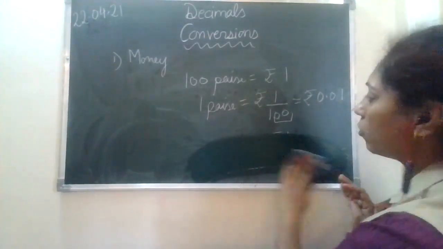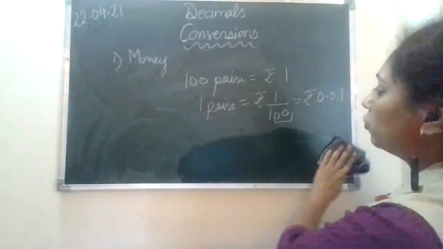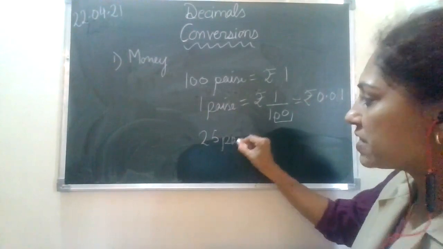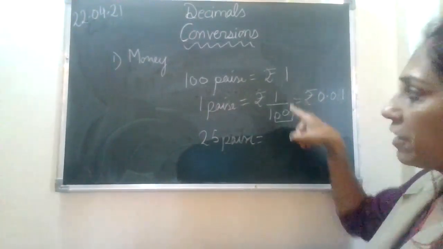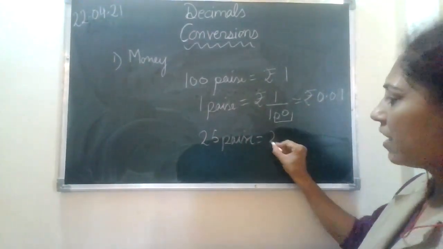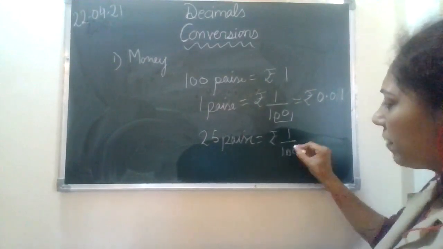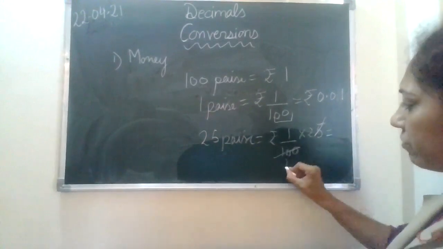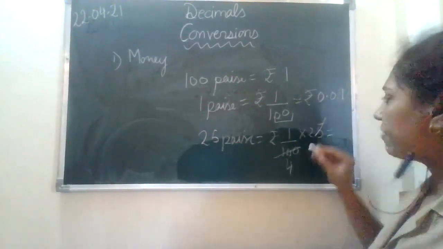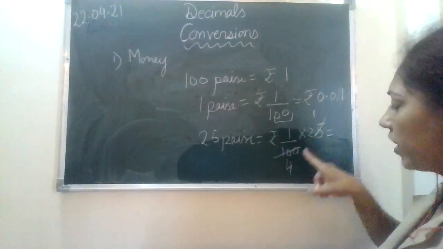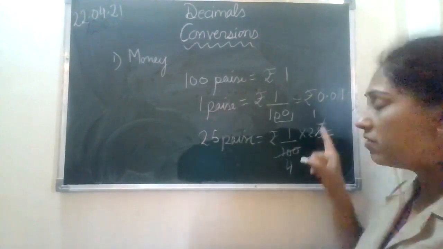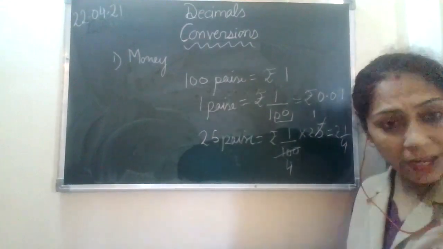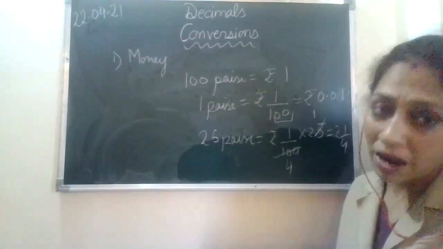Okay, now if I ask you, make it 25 paisa, you will say, मैम 25 पैसा, 1 पैसा अगर इतना है तो इसको मैं 25 से multiply कर दूं. We will get 25. This is 4. Common factor 25 for 1 and 25 upon 100, common factor is 25. 1 upon 4. You will say, ma'am, 1 rupee 1/4. Okay, so this is the way you have to do it.